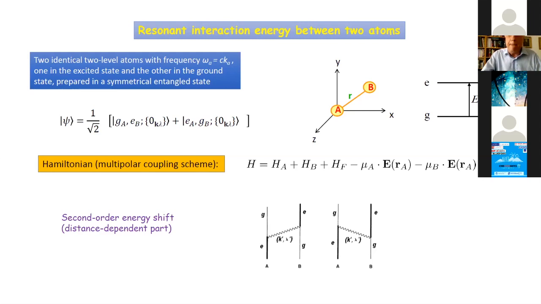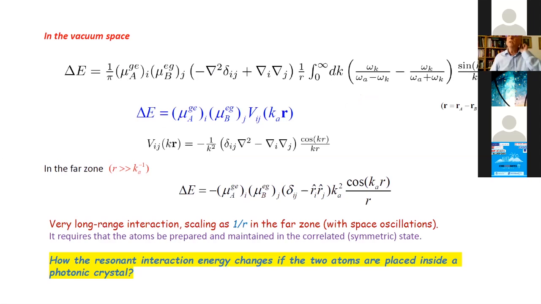Now, if we apply second order perturbation theory, we can obtain this expression in the vacuum space for the resonance interaction energy, where here we have the matrix element of the atomic dipoles of the two atoms. These are differential operators acting on the coordinate r, the distance between the two atoms, and everything is given by this integral over k, where you can notice a term that can be resonant because there is a resonant denominator, and another term that is given essentially by virtual processes.